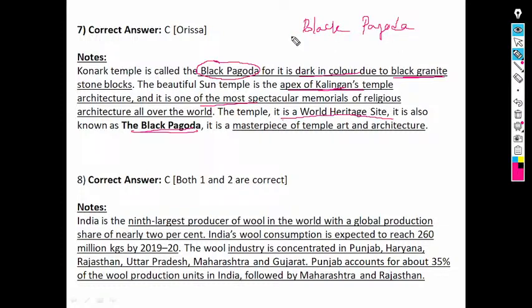The Konark temple, you know, in Puri, is a masterpiece of temple art and architecture. It was built in the 12th century, as it is believed. With the passage of time, it was covered by sand, and then it was dug out and recovered again.